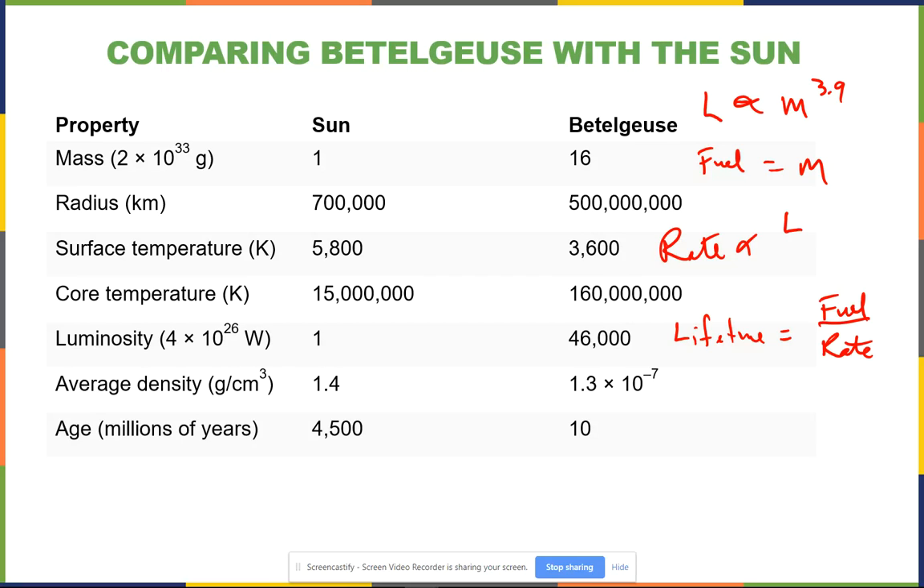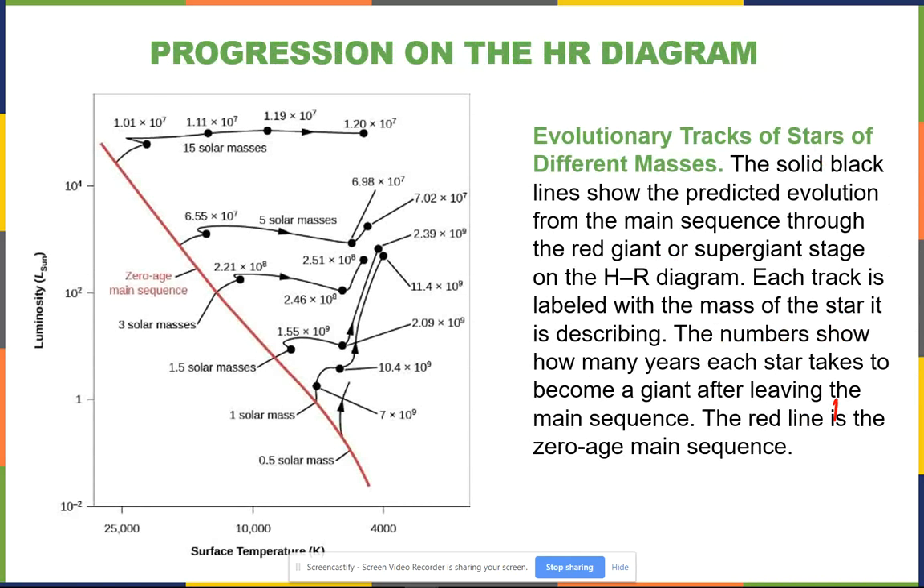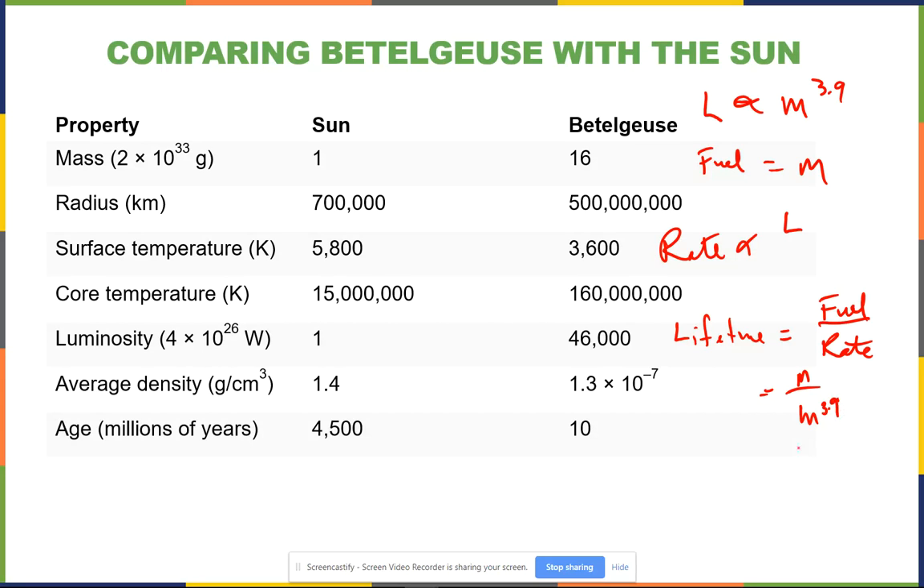And so if we put in those numbers, the fuel is proportional to mass, and the luminosity, the rate, is proportional to mass to the 3.9. So roughly, the lifetime is proportional to 1 over mass cubed.